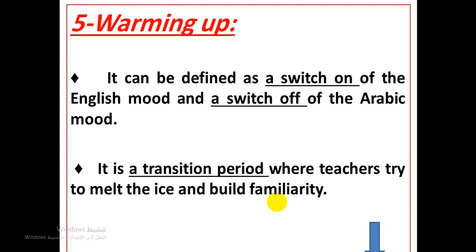How can teachers make warming up? Different techniques can be used to warm students up in this phase. Variety is required, so the teacher should vary between using jokes and riddles that can motivate students towards positive participation in the new lesson.